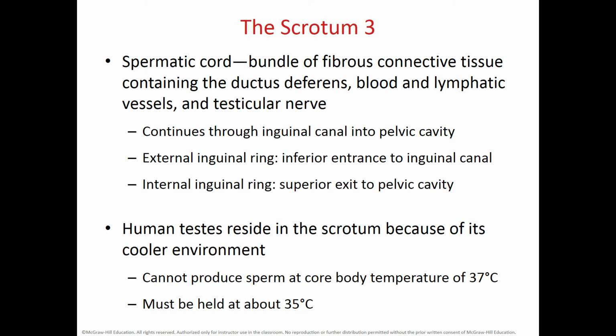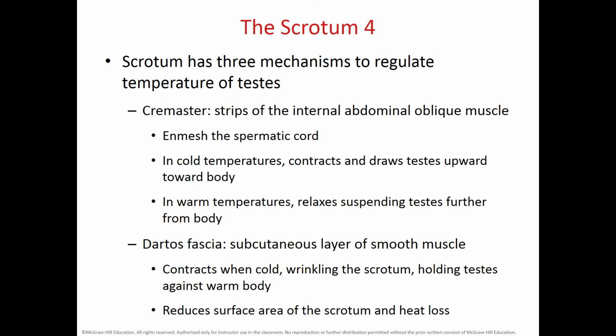Again, the testes, in order to produce sperm cells, have to be at a temperature lower than the body temperature, which is 37 degrees Celsius. Spermatogenesis usually happens at about 1 degree Celsius less, 36, 35, give or take. But it has to be for sure lower than 37 degrees. So in order to regulate the temperature for spermatogenesis, the scrotum has different structures.